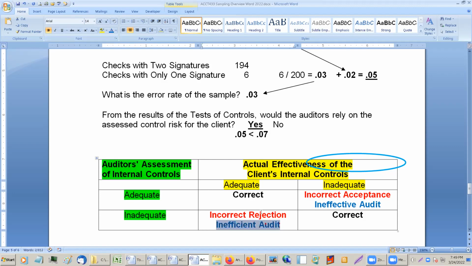And we say inefficient audit down here because what will happen is you say, okay, I can't rely on the internal controls. So I've got to really buckle down and do more substantive testing, right? I can't rely on these internal controls. And I was going to pick 500 items for substantive testing. Now I better pick more. Maybe I'll pick 1,000 or 1,200 items because I cannot rely on these internal controls. Now, had we got the correct answer that we could rely on them, we would have just taken the 500.